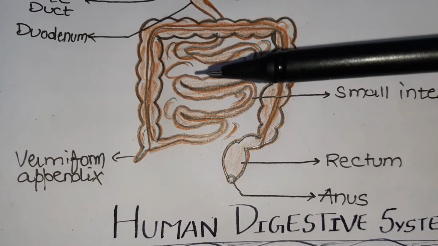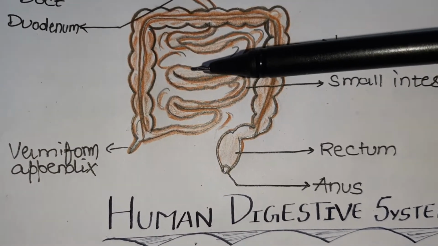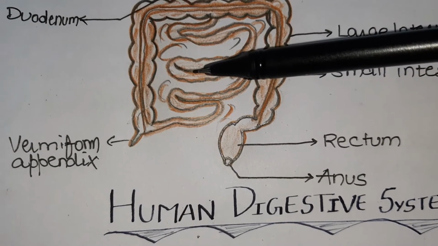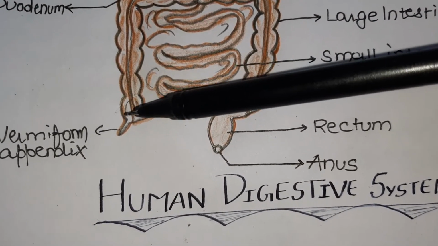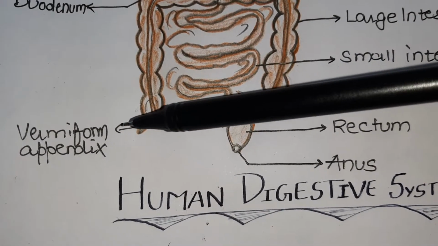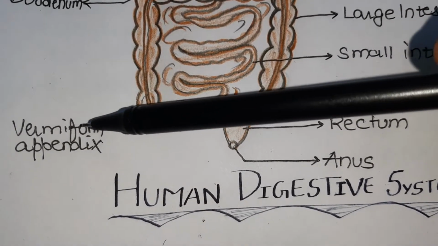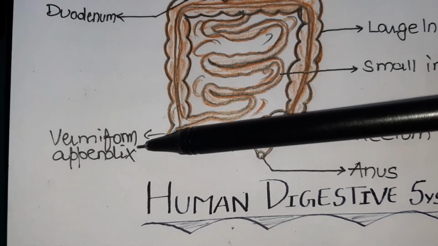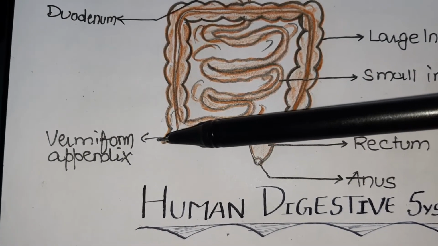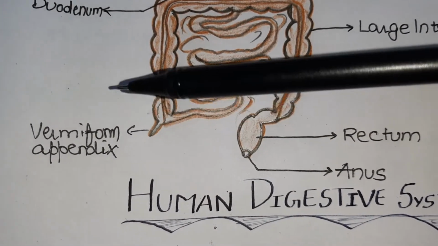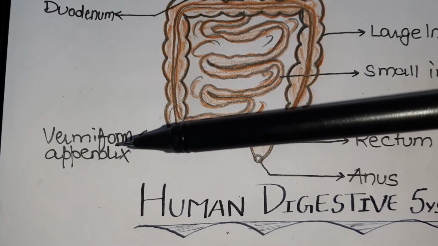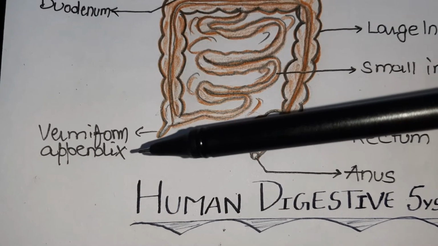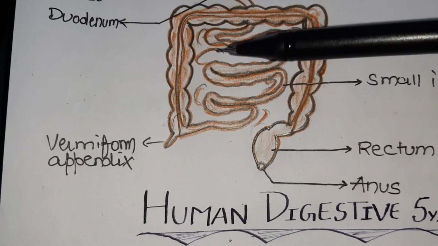So small intestine is the site for the complete digestion of food. So small intestine terminates into large intestine. Here in the large intestine there is a finger-like structure which we call vermiform appendix, which has no function today in human beings. It was active in our ancestors. So you can call it a vestigial organ, meaning organs which are somehow present in our body, but are non-functional.